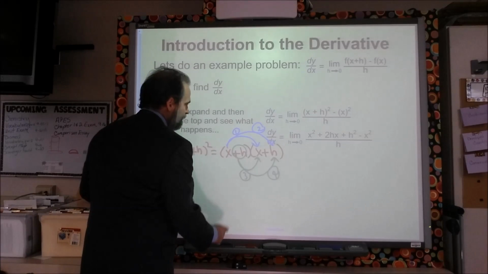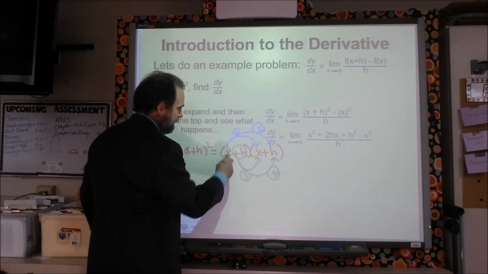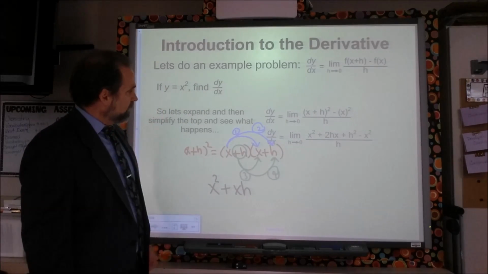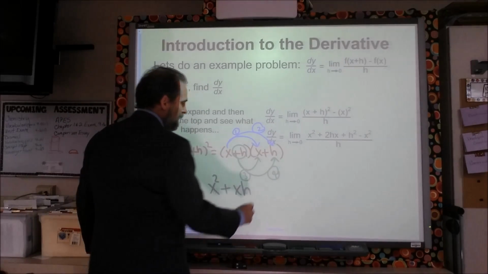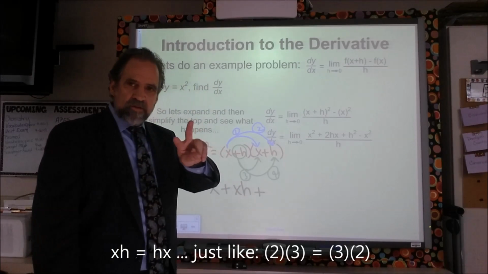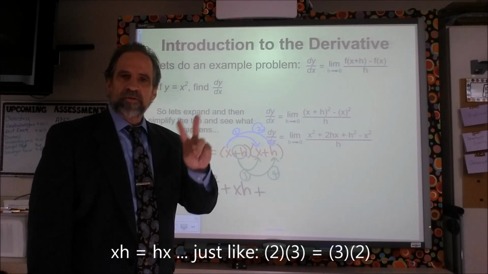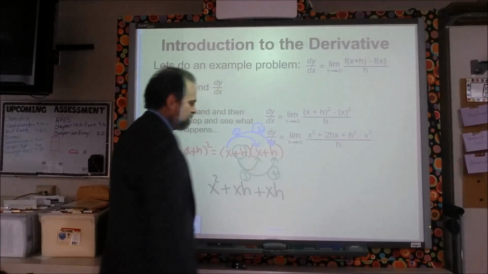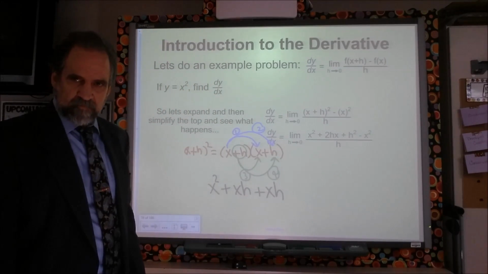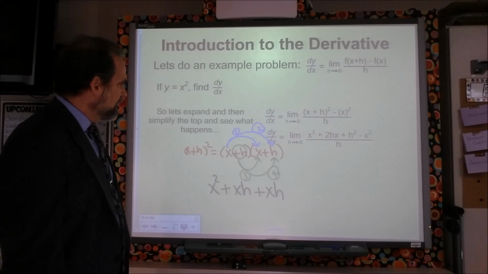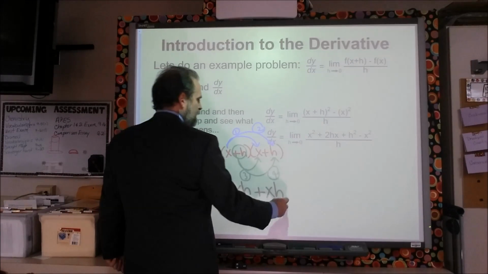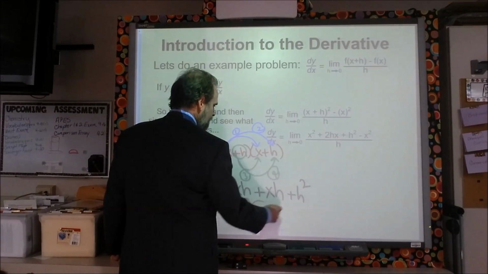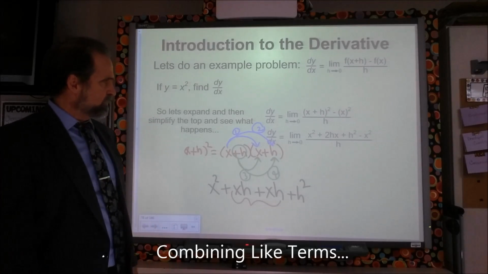So we can see that x times x is x squared, and x times h is positive xh. We can also see that h times x is positive hx, but since 2 times 3 is equal to 3 times 2, I would say hx is equal to xh. And I'm going to write them both as xh to make the obvious more obvious. Okay? And now finally, h times h is positive h squared. And we see clearly that, hey, there's 2 of those.